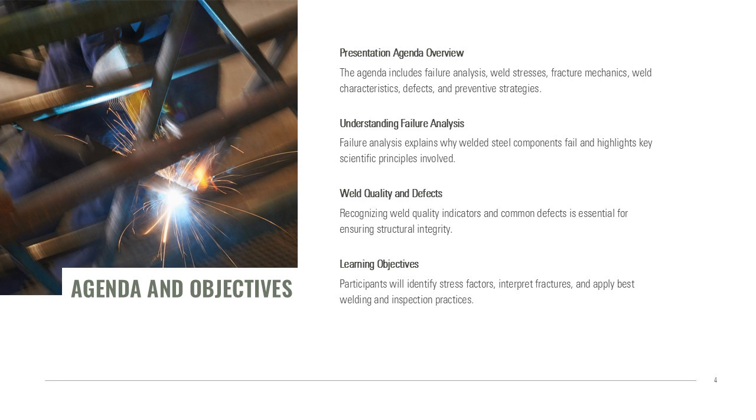The objectives are to provide a comprehensive understanding of how welded steel components fail, the scientific principles behind these failures, and practical approaches to mitigate risks. By the end of this presentation, participants will be able to identify critical stress factors, interpret fracture behavior, recognize weld quality indicators, and apply best practices in welding and inspection.